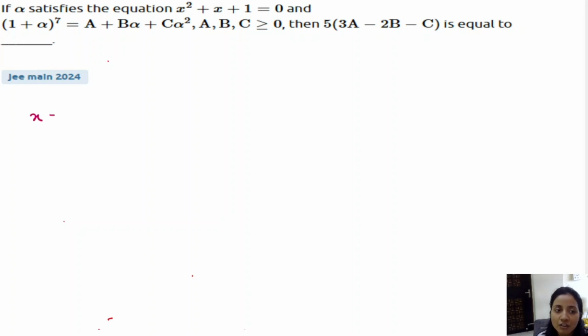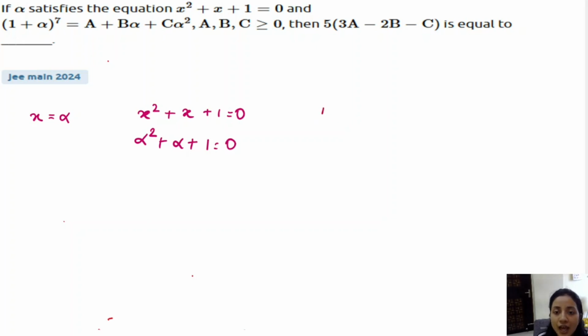we can substitute x with alpha and drop it over here. So basically this x square plus x plus 1 is equal to 0 will look like alpha square plus alpha plus 1 is equal to 0. Now if you see carefully, does it look like one of the properties, one of the rules in complex numbers, that is cube root of unity?